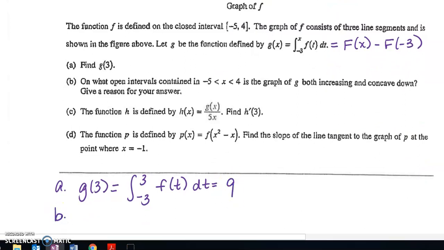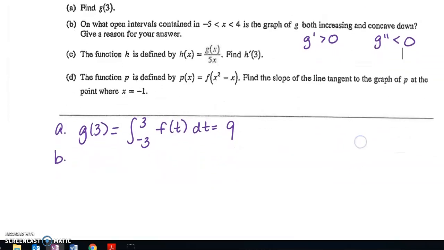Part B, on what open intervals contained in -5 to 4 is the graph of g both increasing and concave down? Give a reason. So anytime you are talking about a function increasing, you look at its first derivative, and if the function is increasing, the first derivative will be positive. That translates into the slope being positive. Concave down translates into the second derivative being less than 0.